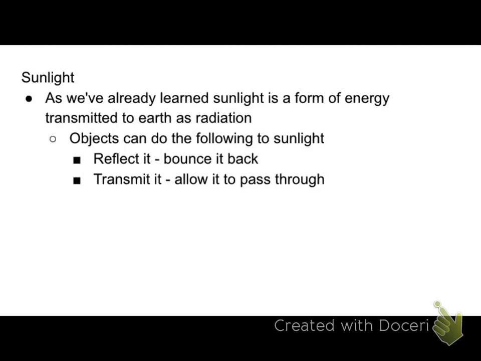So if you think of a glass window, right, or a bottle of water that you can see through, they allow sunlight to pass through them. Or they can absorb that sunlight, which just means they take it in. So if you've ever been outside on a sunny day while you're wearing a black shirt, you've likely experienced what it's like to have something absorb sunlight, because that black shirt gets very hot very quickly, right? And that's because it is taking in that sunlight as energy and warming up.